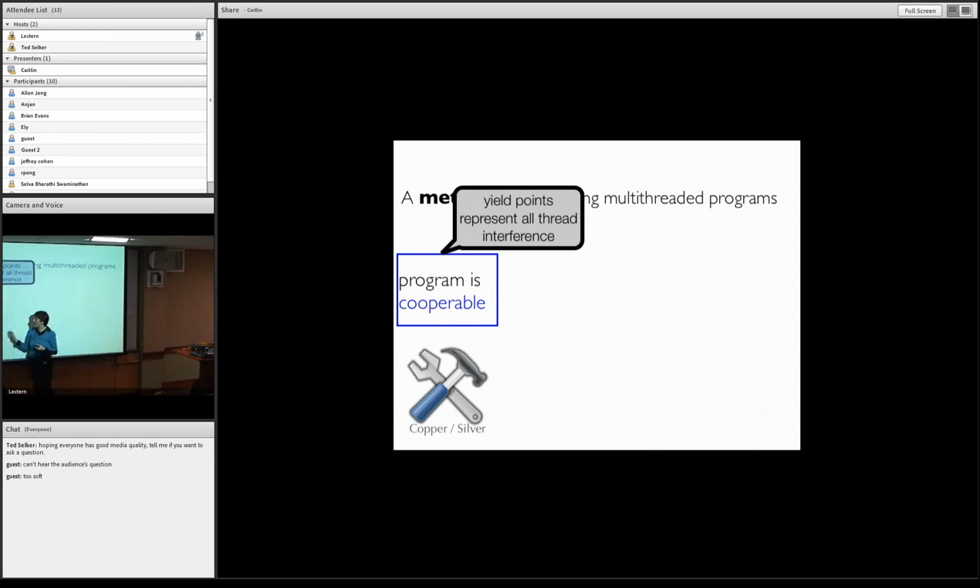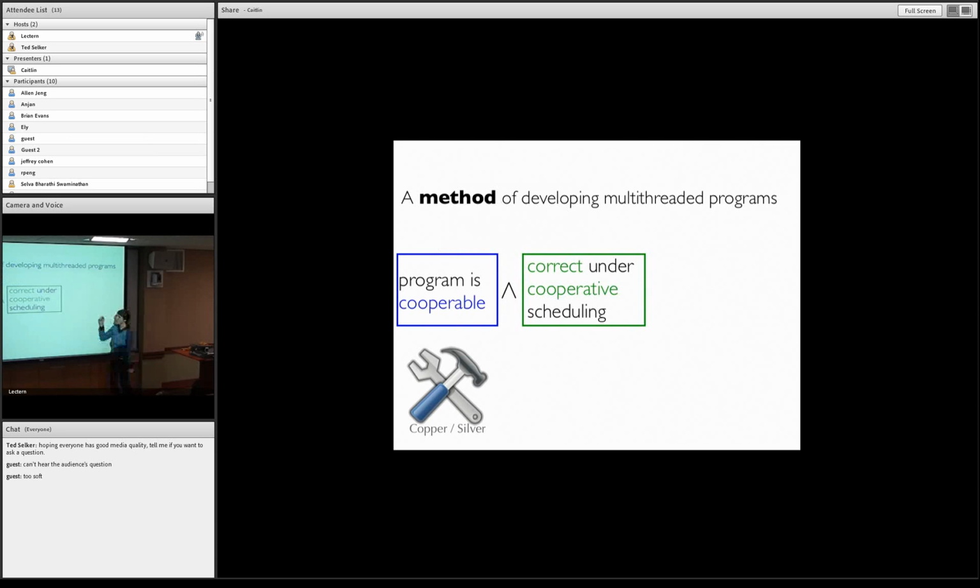So how do you check that all the yield points are represented? This is where tooling comes in. So I'm going to talk about Copper and Silver, which is a dynamic yield checker and yield inferencer, today. So you check the yield points with tooling, and then you reason about your program. But now when you reason about your program, you can just think as if the context switches were at yield points. So when you're reasoning, you can leverage those yield points to make it easier to think about the program. So that's sort of the idea behind this.